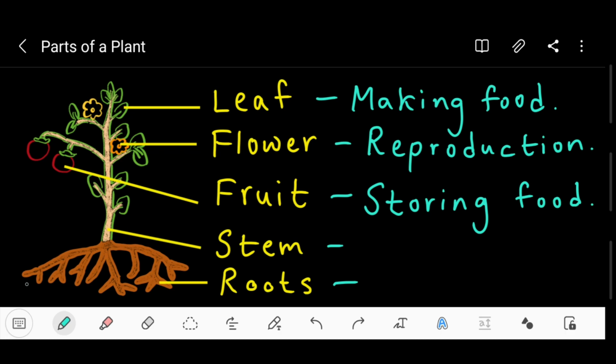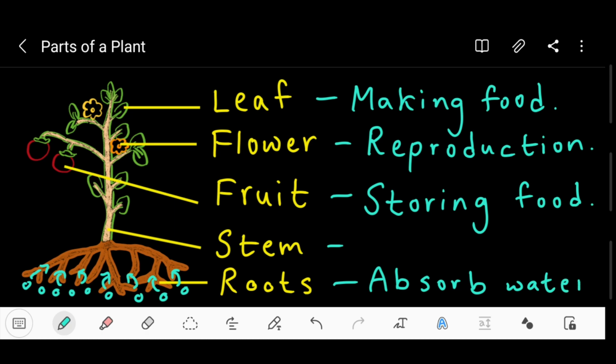The other function of the roots is that they involve in absorbing water from the soil. So in the soil, there's water droplets, and these water droplets are absorbed into the root because plants need water to grow. I'm sure that all of you need water to grow as well. So the same way, water is very important for all living organisms. So the roots involve in absorbing water into the plant.